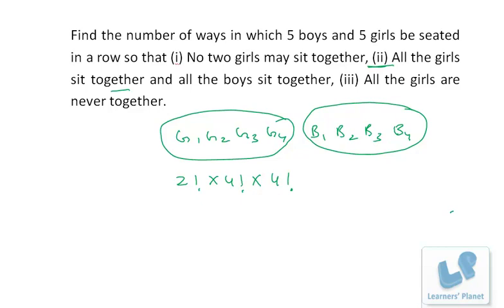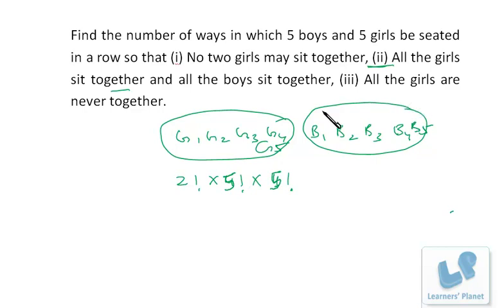Okay, I'm sorry, there were 5 girls, so it's G5 and this is boy 5. So it will be 5 factorial and 5 factorial, right? But the concept is the same, right?